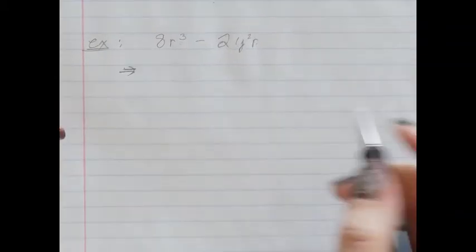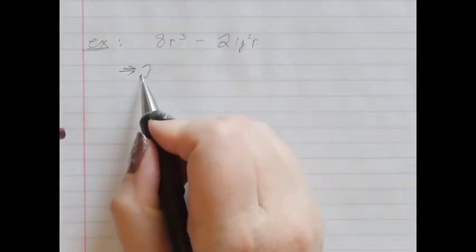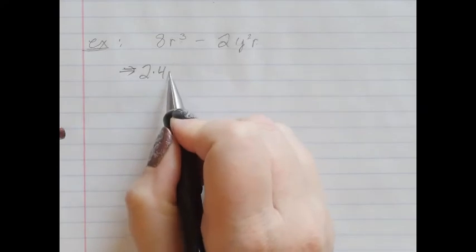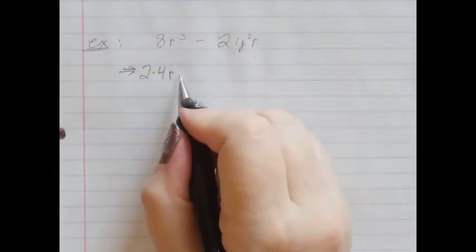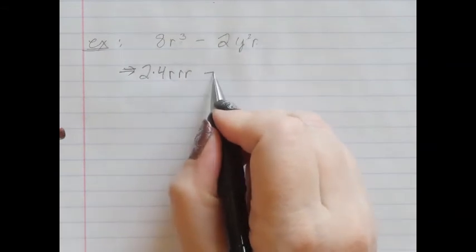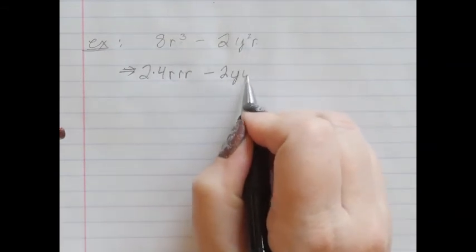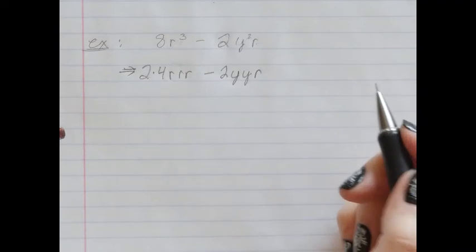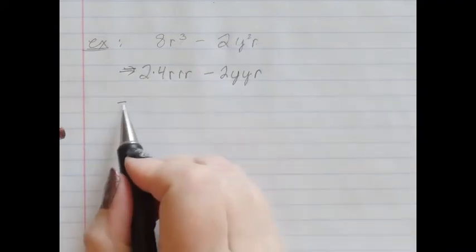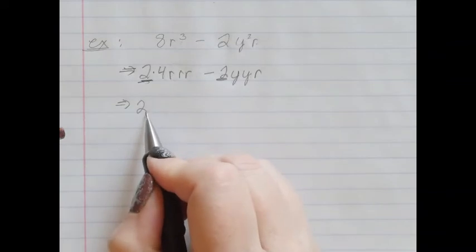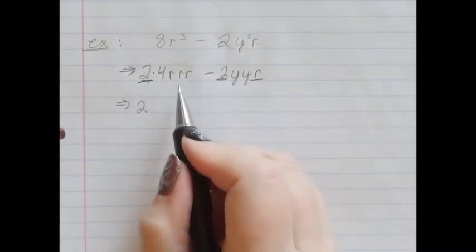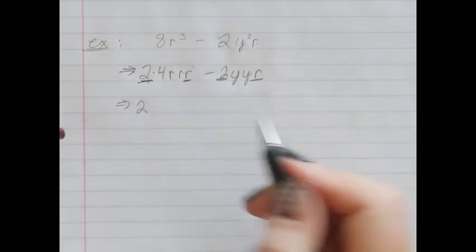Since we know 2 is a GCF, let's look at this. This is 2 times 4 times r cubed. And again, you can rewrite the r cubed as r times r times r, minus 2 times y squared times r. And notice what we've got is we have a GCF of 2 for the numbers, and there's at least one r that I can take out.